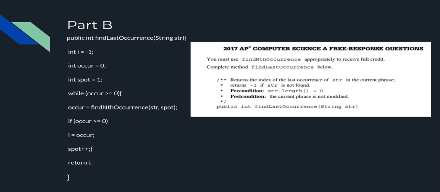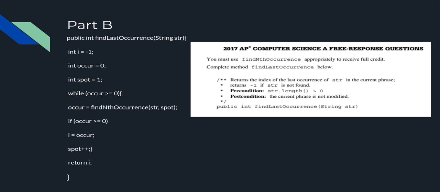So part B was a little bit more complicated. You had to find the last occurrence of string str. So what I did to start was I set i to -1, since you have to return -1 if the string is not found. And then I have int occur and int spot.